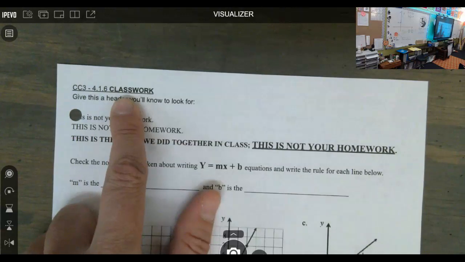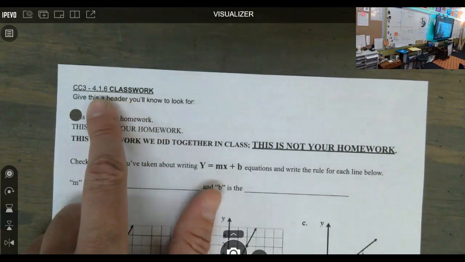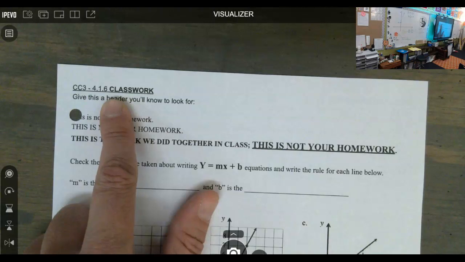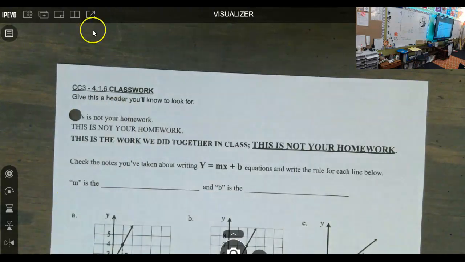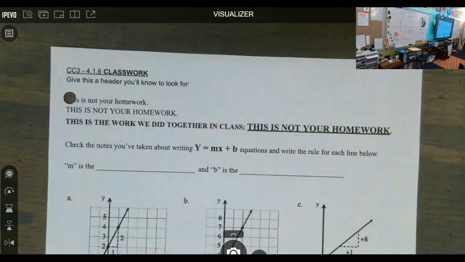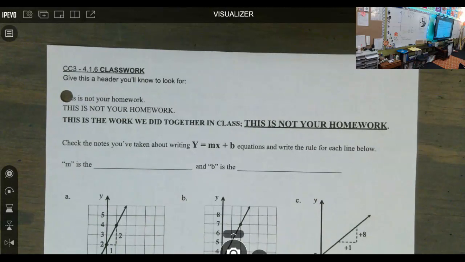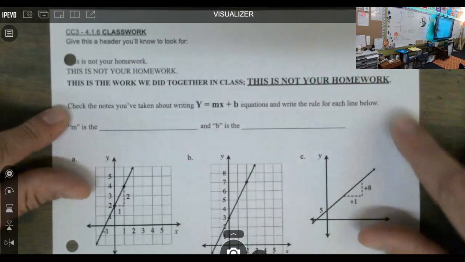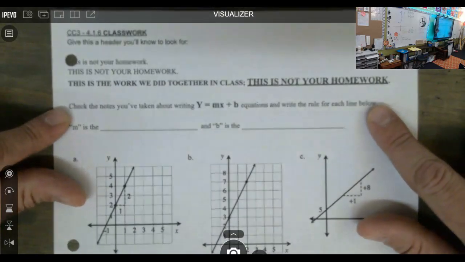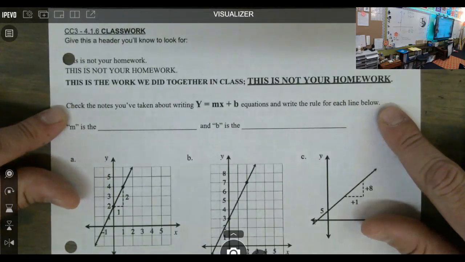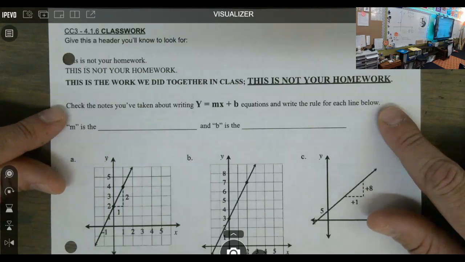Our homework. Now, I know it says 416 because it really comes from the 416 lesson. We'll be getting into 417 today, which is why I had you grab that. All right, here are our instructions. Check the notes you've taken about writing y equals mx plus b equations and write the rule for each line below.